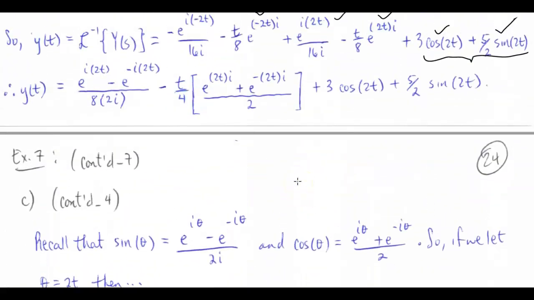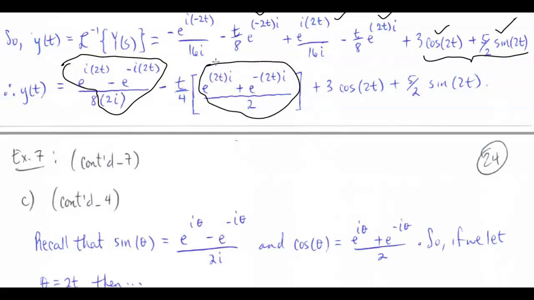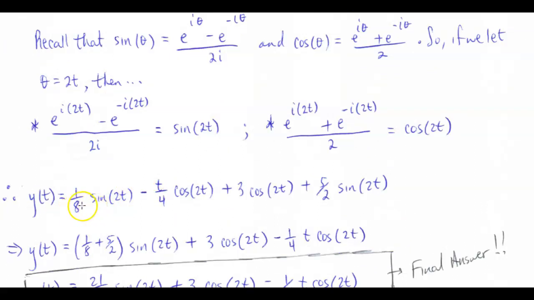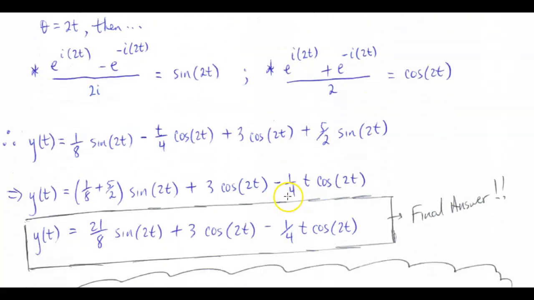So here what I'll see is that all of this will just be sine of 2t, and all of this will be cosine of 2t. And so when I replace that, I end up with 1/8 sine of 2t, minus t divided by 4 cosine of 2t. And of course, I got my last two terms here.